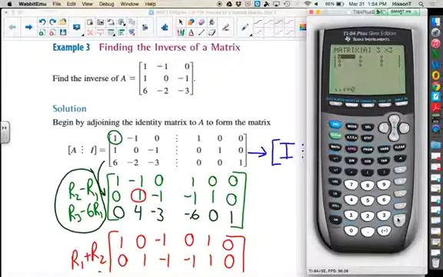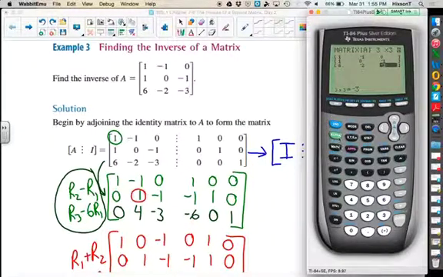We need to input the matrix that we want to take the inverse of into our calculator. So we have 1, -1, -1, and then 0. And then we have 1, 0, -1, 6, -2, and -3. Okay? So that's this matrix that we're trying to get the inverse of, right? The first question.